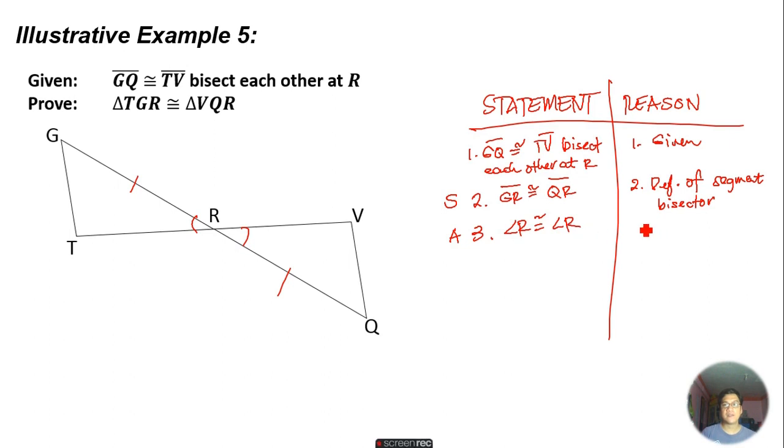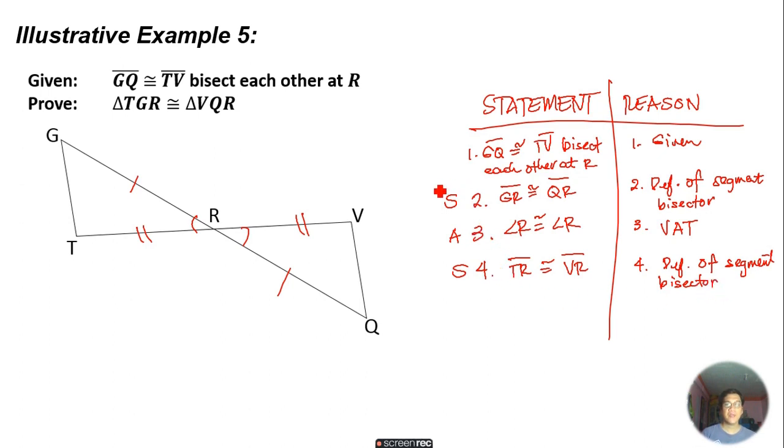So, what is our reason? Looking at the angles, they are vertical angles. So, the reason is simply vertical angles theorem. And then, next, number 4. I can see, again, bisect. So, this side is congruent to this side. So, side TR is congruent to side VR. The reason for number 4 is, again, definition of segment bisector.